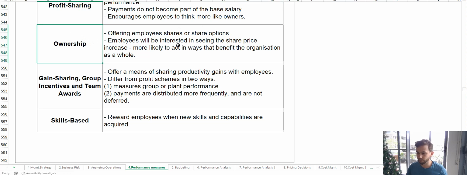Ownership, so offering employees shares or share options. So there are equity schemes and things like that. The employees will also be motivated by seeing that share price increase if they own equity. So they're more likely to act in ways that benefit the organization as a whole.